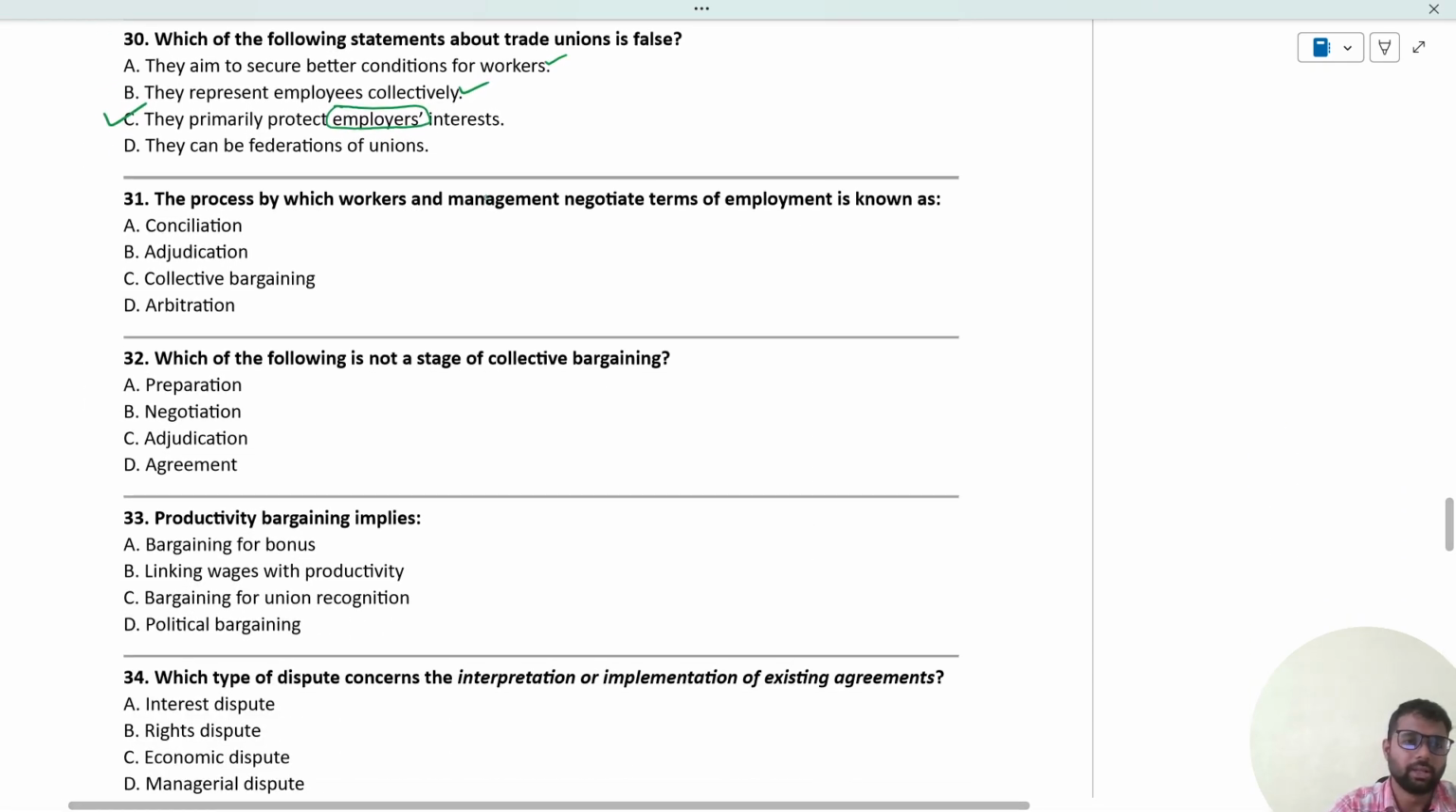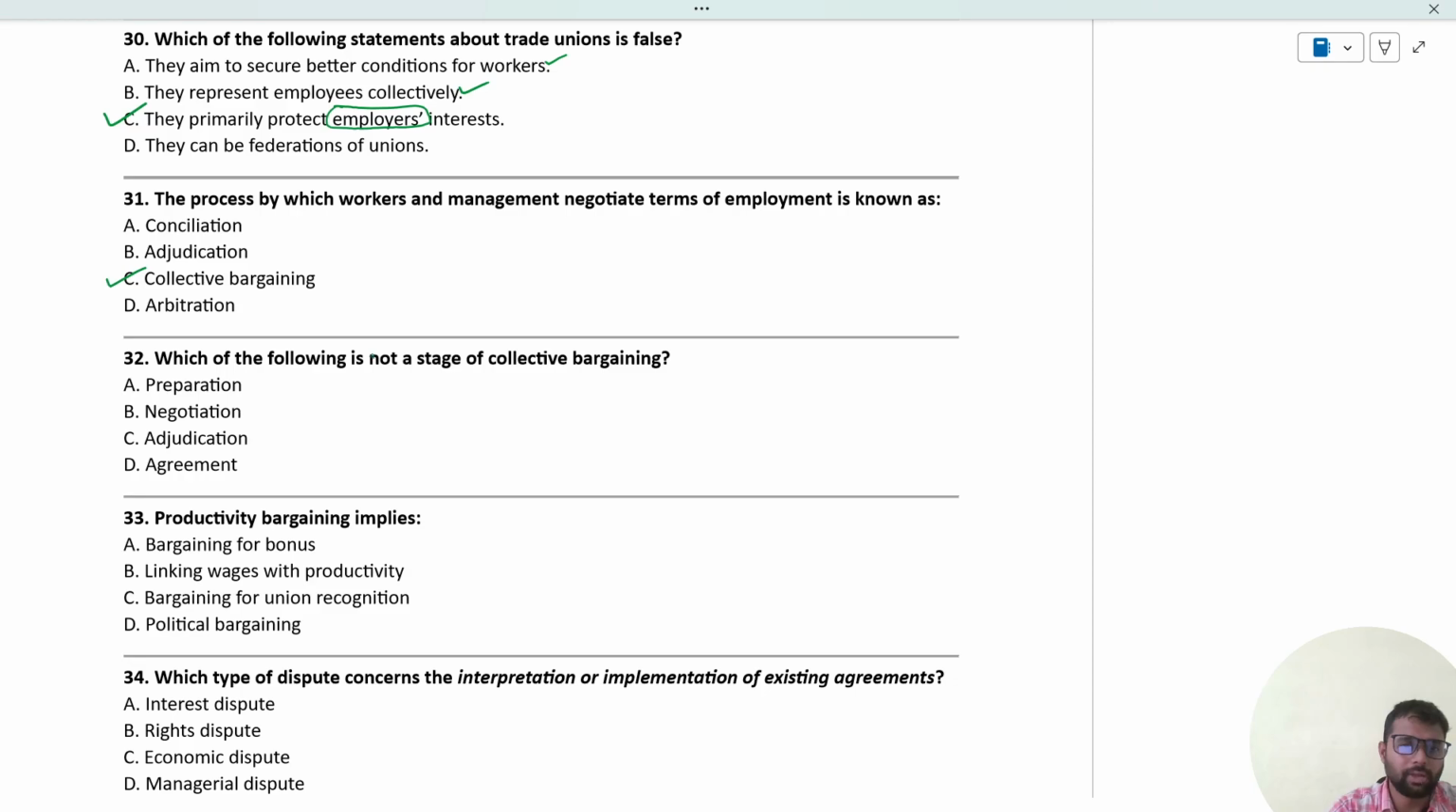Question number 31. The process by which workers and management negotiate terms of employment is known as. What is the process known as in which the workers and the management negotiate the terms of the employment? That we have seen, that is known as the collective bargaining.